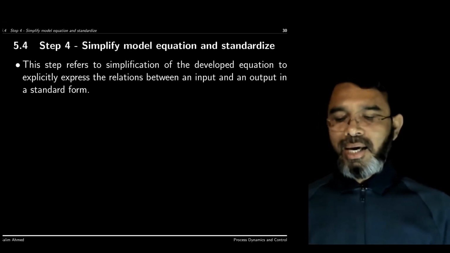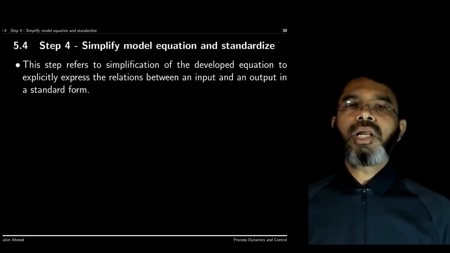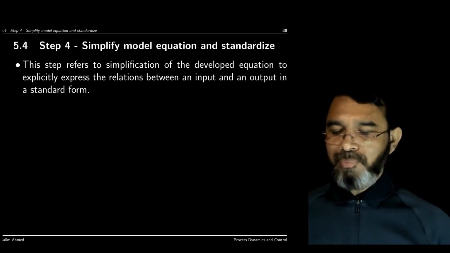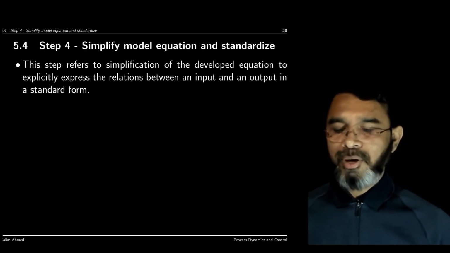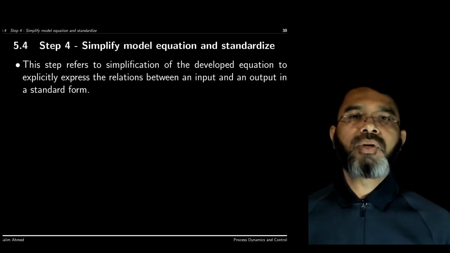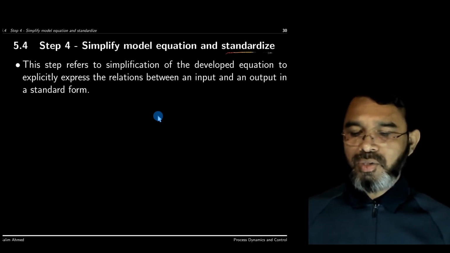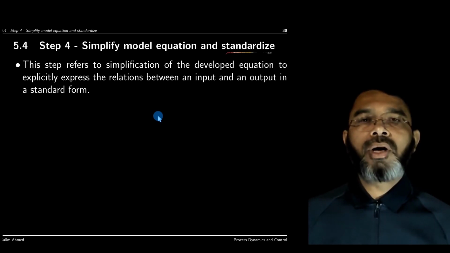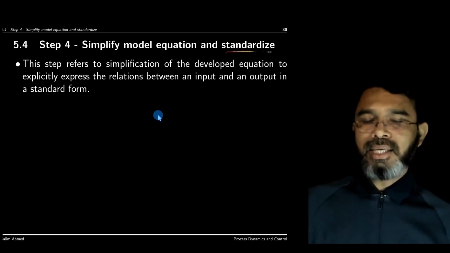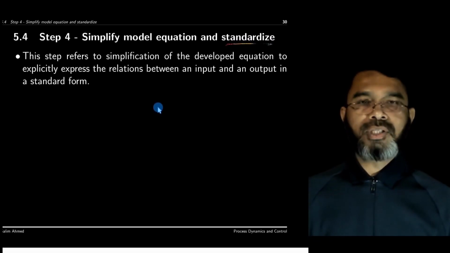Now, step 4 is the simplification and standardization process. We'll see that the model obtained from the first principles may not be usable for the purpose of control. So in many cases, we'll need simplification of the model equation. And at the end, we need to standardize the model equation because for the purpose of control, models of a specific form are used. So simplification and standardization is an important step in first principle modeling.